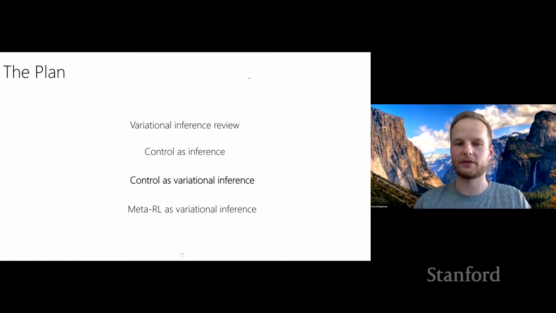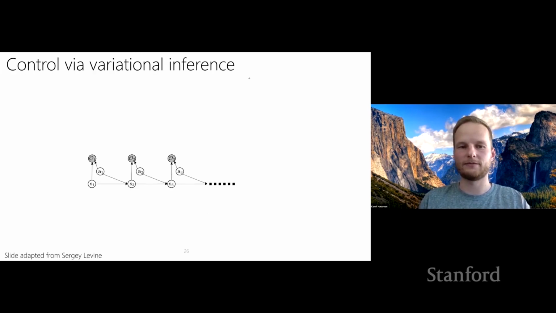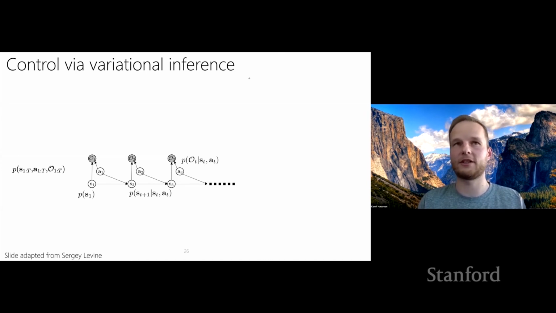So we talked a little bit about control as inference. Now we'll take the concept that we introduced in the first part of the lecture, the variational inference, and we'll try to apply it to our problem and see where we end up. We started with a graphical model that looks like this, and we can write the joint probability of that entire model. We have the initial probability distribution of the initial state, the transition probability, and the probability of optimality for the given state and action.